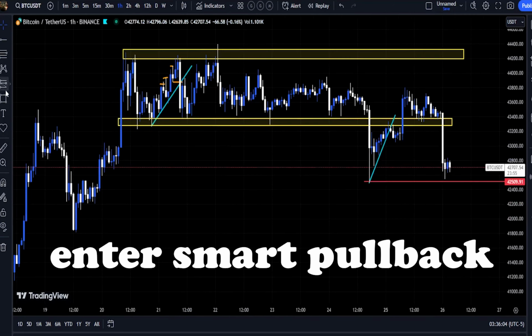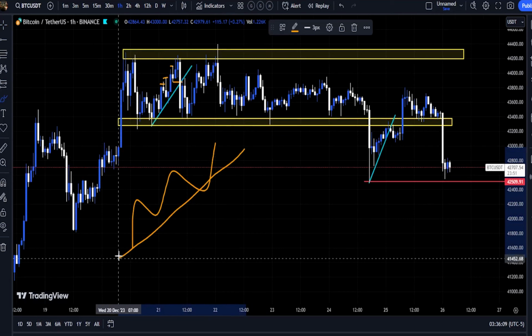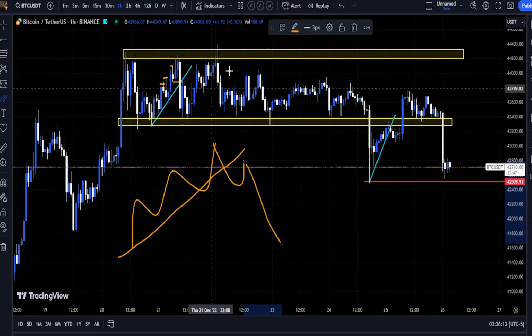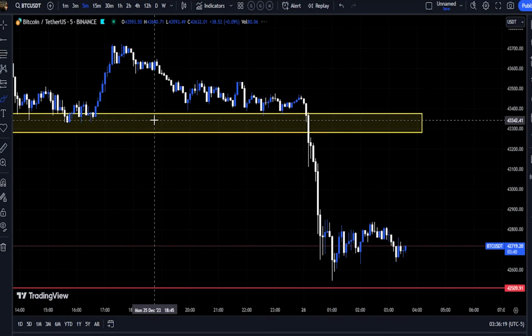What is pullback? Pullback in simple language. When a support or resistance level is broken, the price once again returns to that broken level and continues its trend. The word pullback means return and withdrawal, which shows exactly the same function.